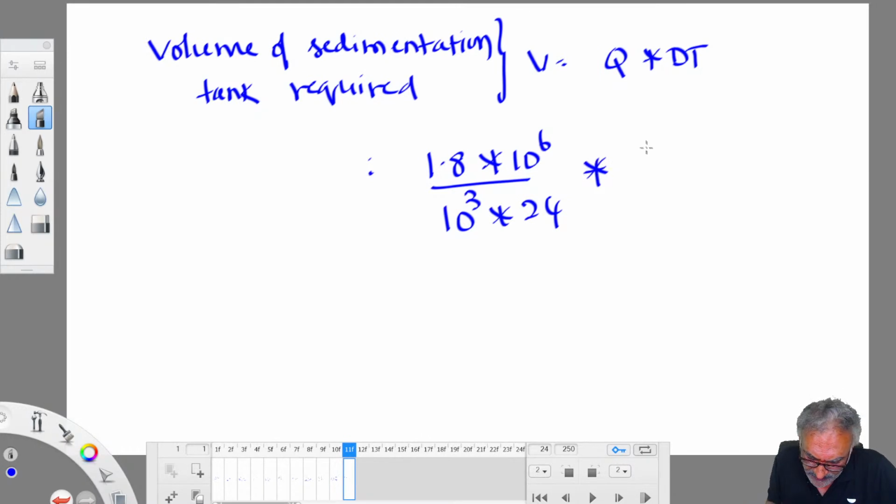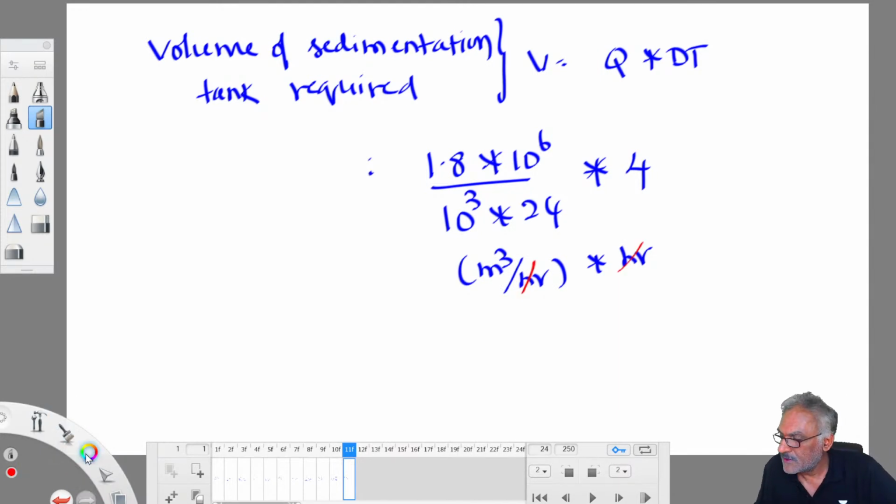Into detention time, which is given as 4 hours. So in which units is this? Meter cube per hour into hours. So hours get cancelled. Then you are left with meter cube. Come on, simplify. Get the answer.